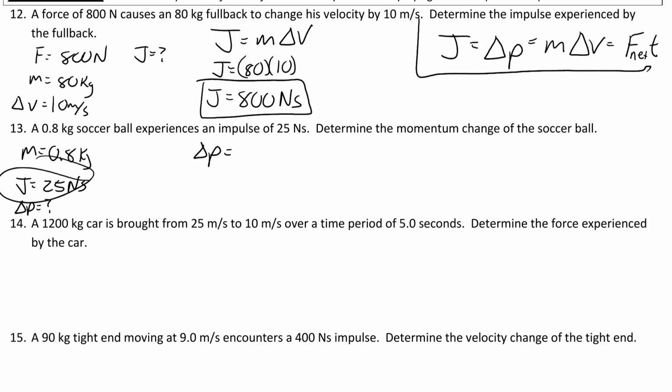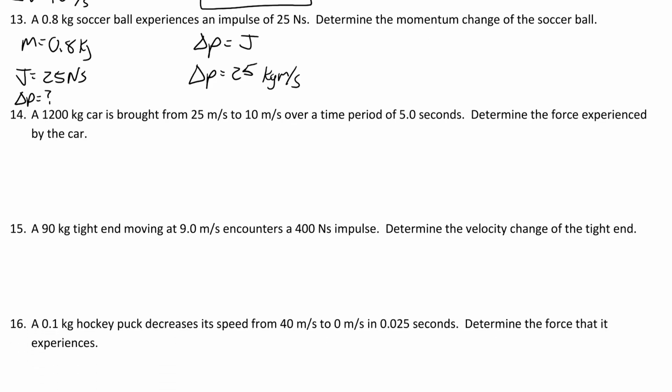And luckily they tell you the impulse, which makes our lives a lot easier, because by definition the impulse is equal to your change in the momentum. So your change in the momentum is equal to 25 newton seconds, or 25 kilogram meters per second. You change the momentum of the soccer ball by 25 kilogram meters per second. Maybe you slowed it down, maybe you sped it up, but it changed by 25.